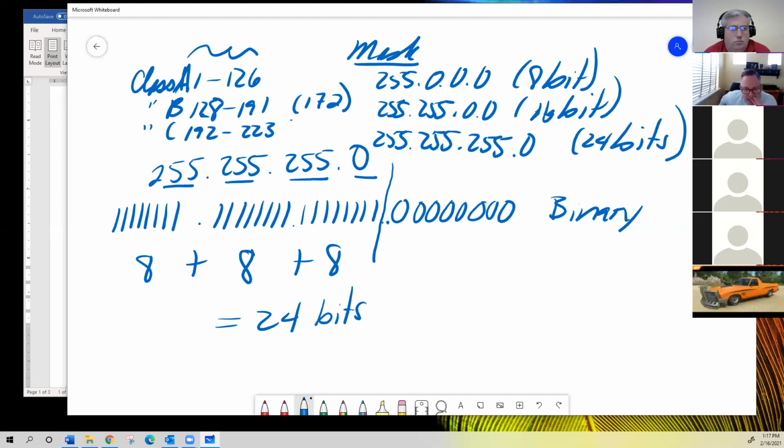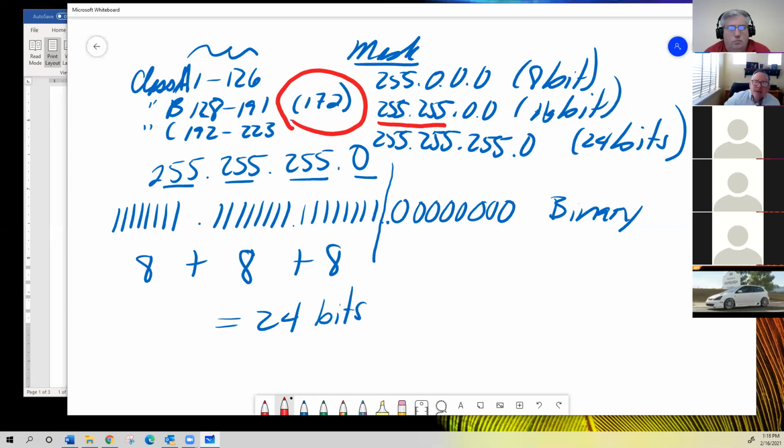Now, to your question, Teddy, when you have a class B like this 172 that we're dealing with in our homework assignment, or our little lab, these first two are locked in. With an A, the first one's locked in, and with a class C, those three 255s are locked in. But after that, that number can be different. Those zeros can be replaced with different numbers to determine how many IP addresses are in each subnet.